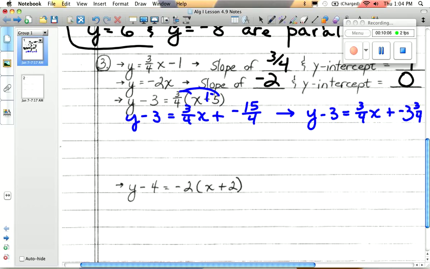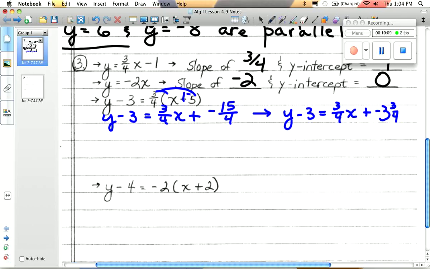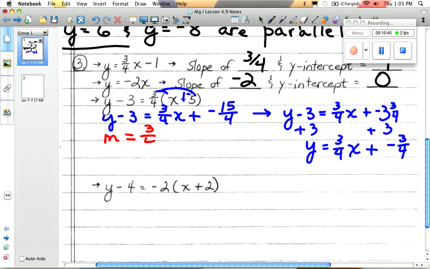Now we do what to both sides? Plus 3. Now we add 3 to both sides. And we have y equals 3/4 x plus what? A negative 3/4. Okay, now we identify our m and our b. Okay, m equals 3/4. b equals negative 3/4.